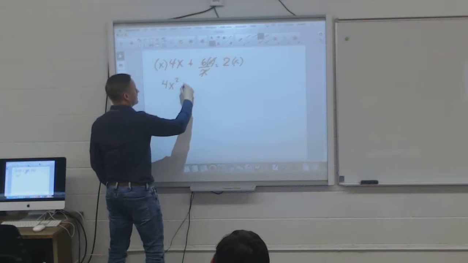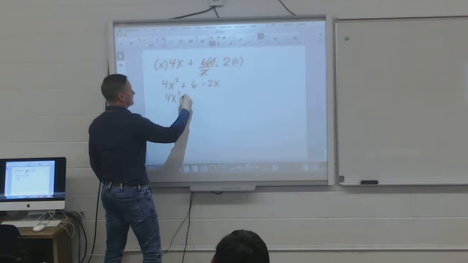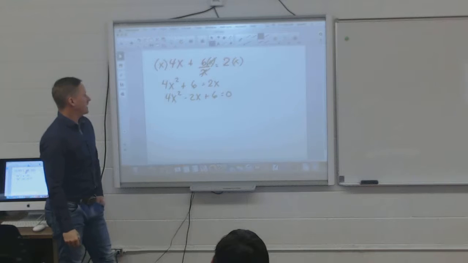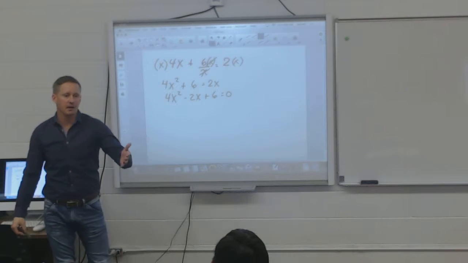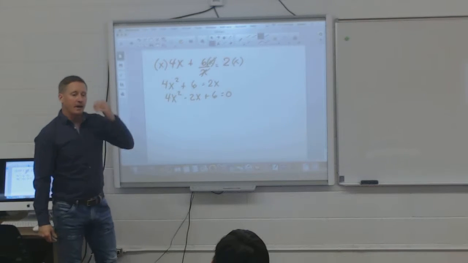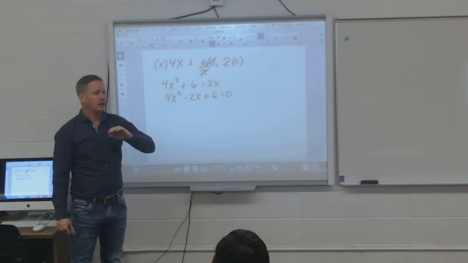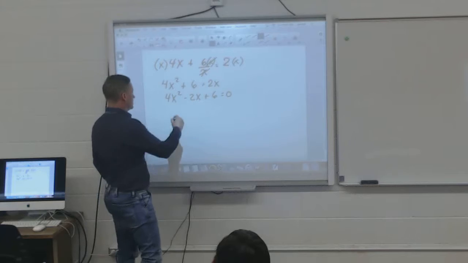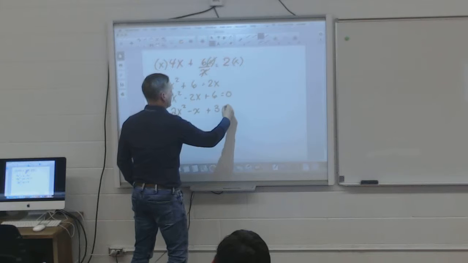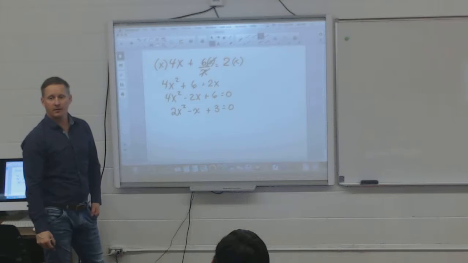Alright, so what am I left with? 4x squared plus 6 equals 2x. Subtract 2x. Then I would have this equals 0, and I don't know if it might even be factorable. What would be the first thing that you would do here? Yeah, what is it? 2. Now because I'm solving, I can divide everything by 2 and leave it out. I don't need it anymore. So that leaves this with 2x squared minus x plus 3 equals 0. All right? Am I following so far?